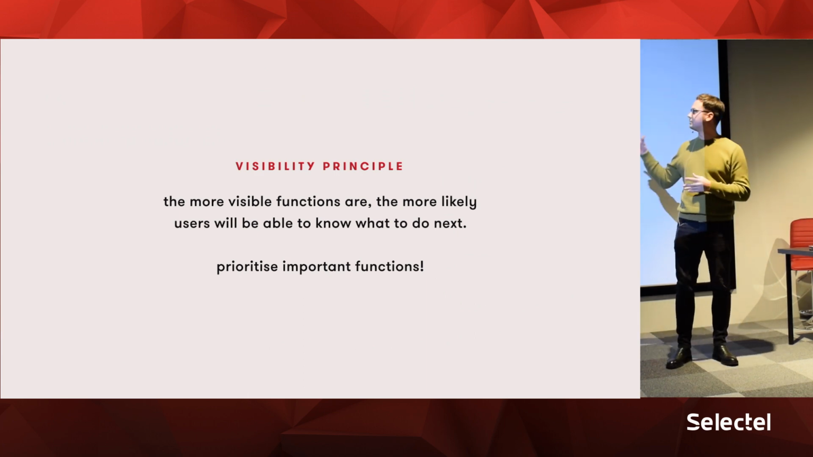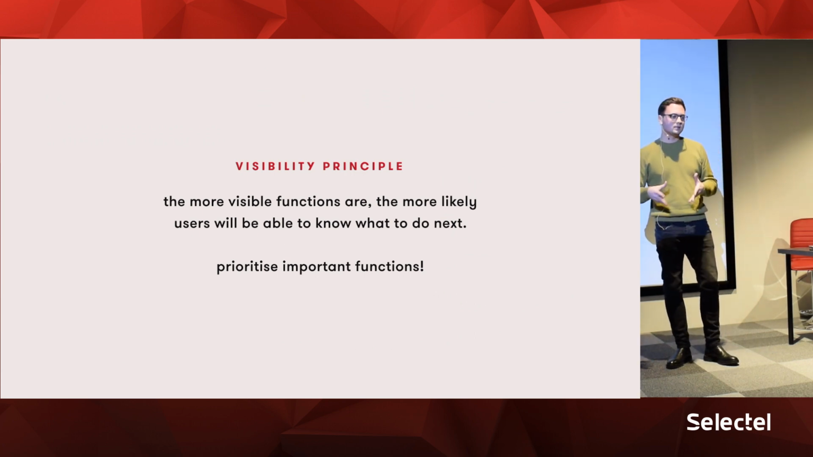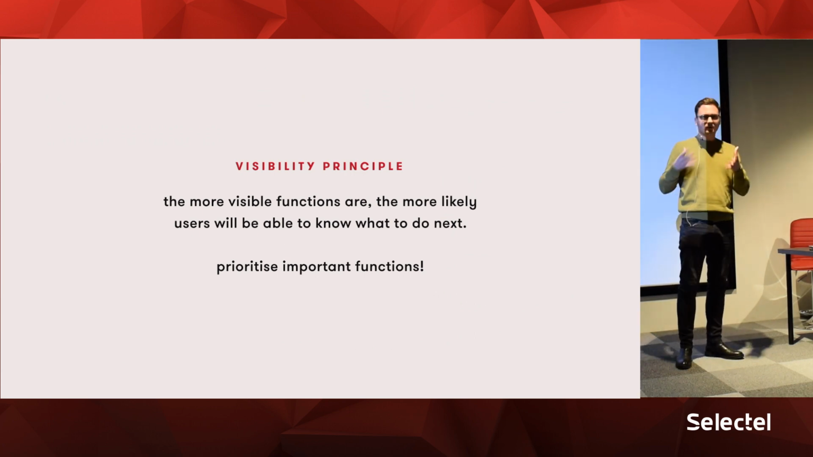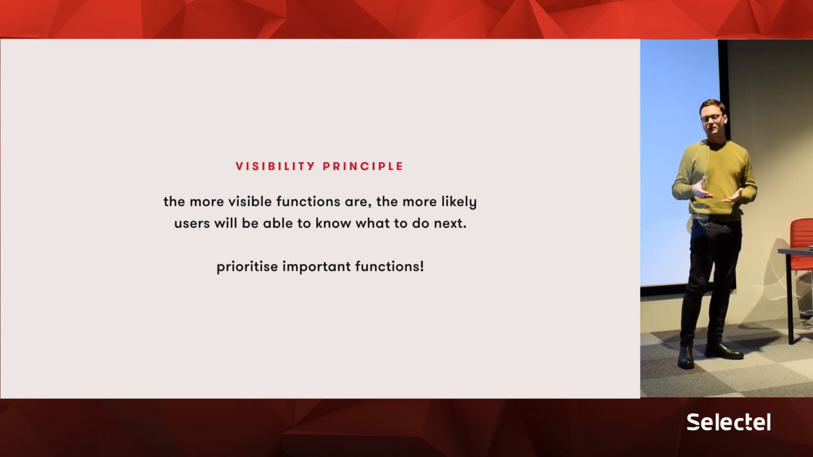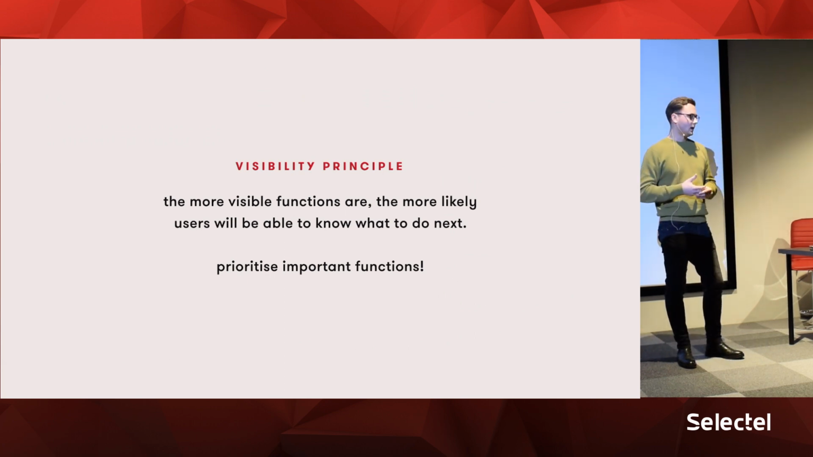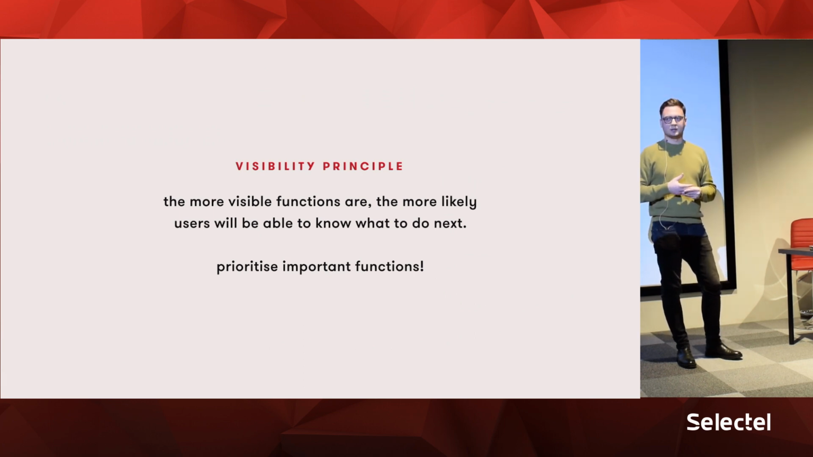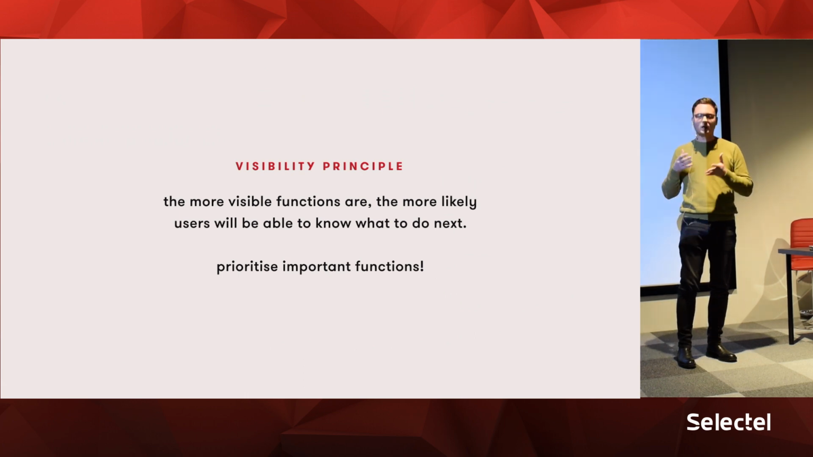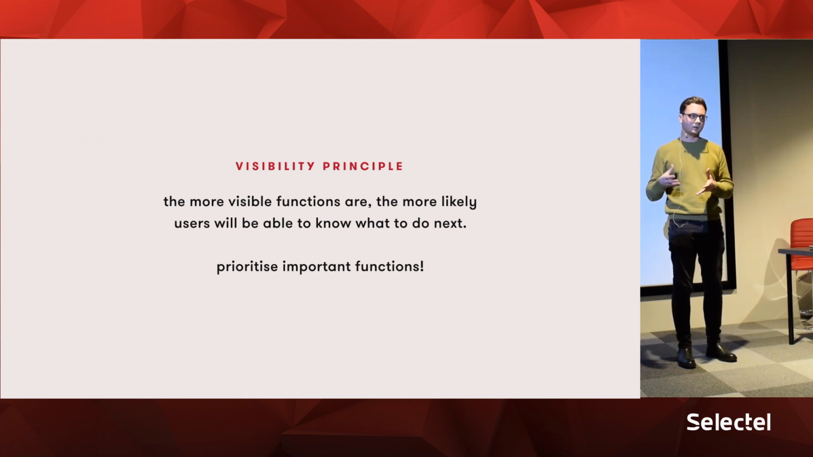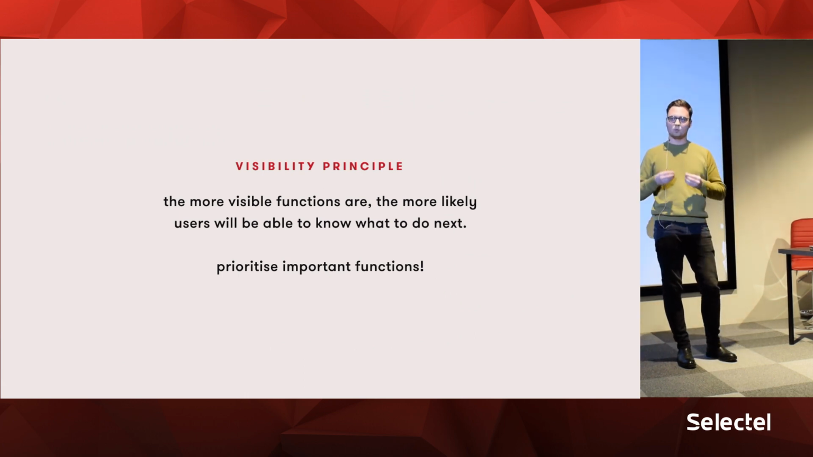The first principle is the visibility principle. What this principle states is that the more visible the functions of a product are, the more likely the user will use them. And this leaves us with another conclusion, that you have to prioritize what you're building, prioritize the functions of your product.